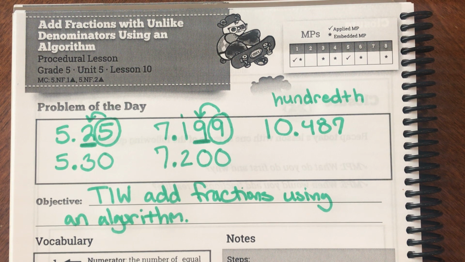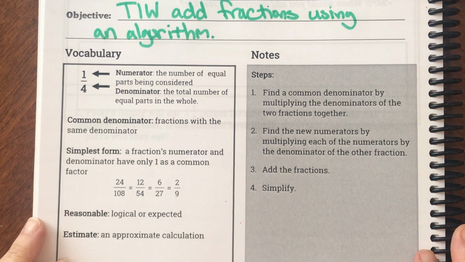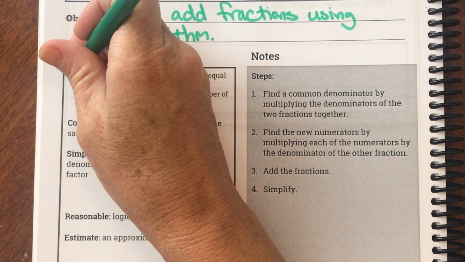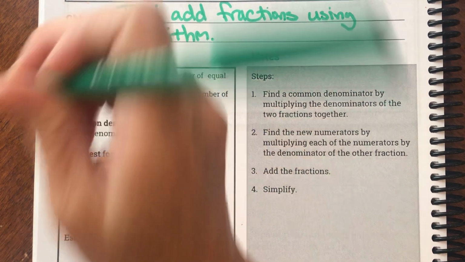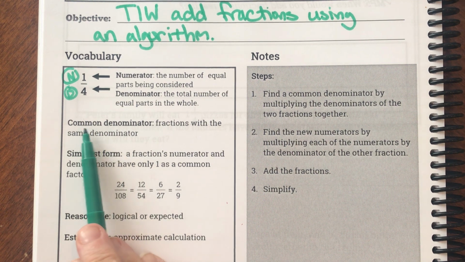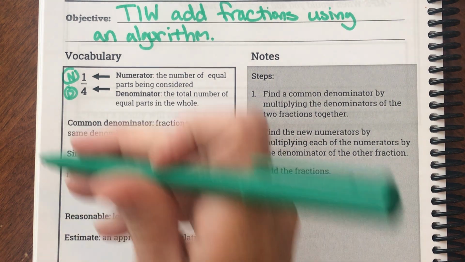Some of your parents might call the algorithm the normal way or the standard way. I wouldn't call it the normal way, but I would say usually the algorithms are the most efficient ways. So let's look at our vocabulary before we get started. It first reminds us about a fraction, remember our numerator and our denominator. Then it says something we haven't seen yet called a common denominator: fractions with the same denominator.